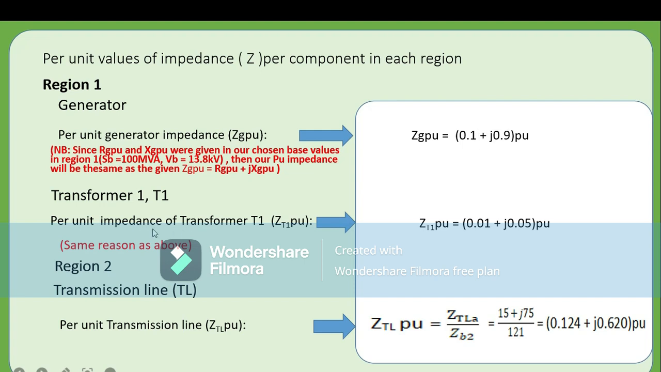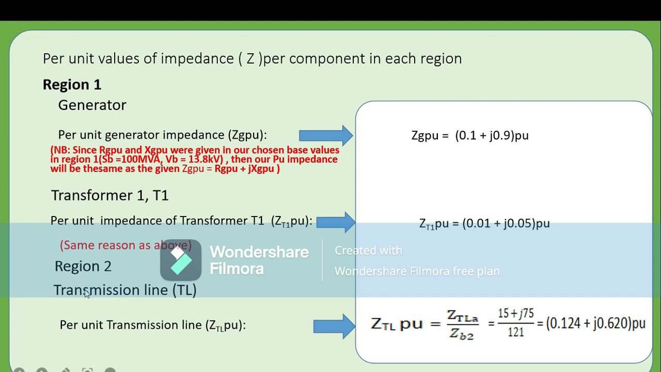Now let us look at the second part. It holds the same thing from our analysis. You can go and check it. You will notice for T1 that the base power and the base voltage are still 100 and 13.8 respectively. So it means we retain the per unit value they gave to us. We are not going to adjust it because it was given in our system base.